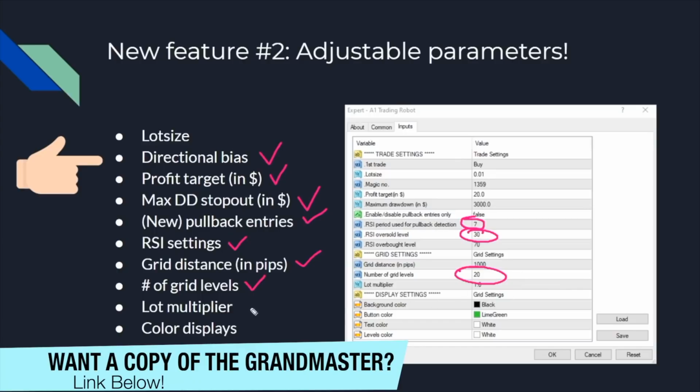And then your lot multiplier. This is by standard 1.0. That's kind of how I personally run the tool, but some traders like to do things like 1.5. They like to maybe even do 2. That is for you to play around with and to make your own decision about.